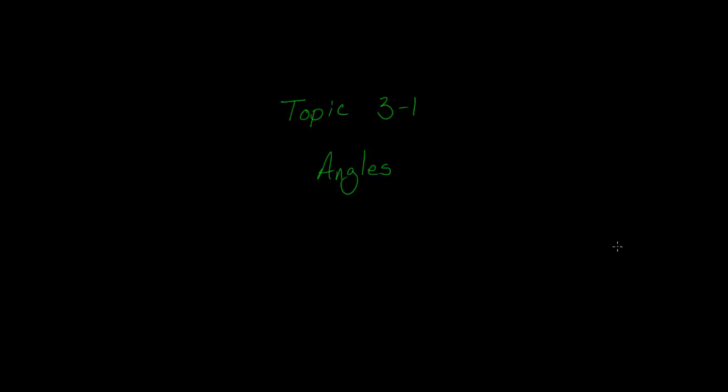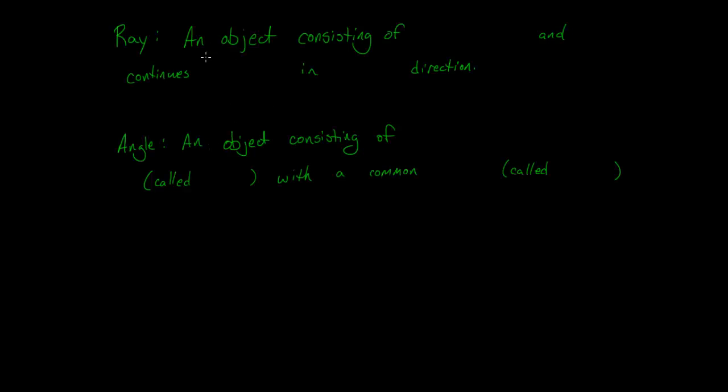Alright, so let's begin with the definitions at the top of our topic 3.1. We have two definitions. One we should already know. We should already know what a ray is. A ray is an object consisting of one endpoint and continues infinitely in one direction. We should already know that from our previous units. A ray is an object consisting of one endpoint and continues infinitely in one direction.